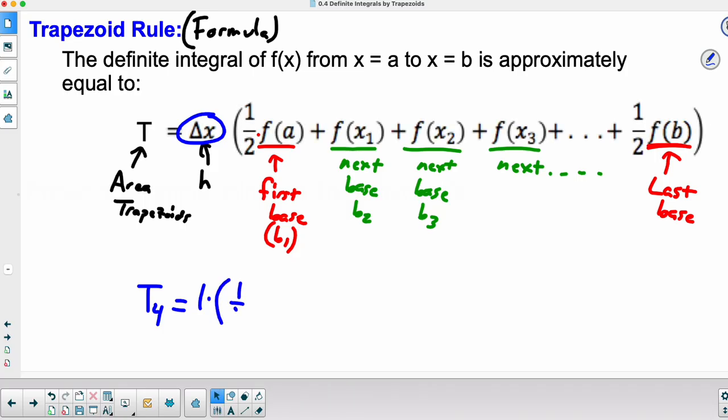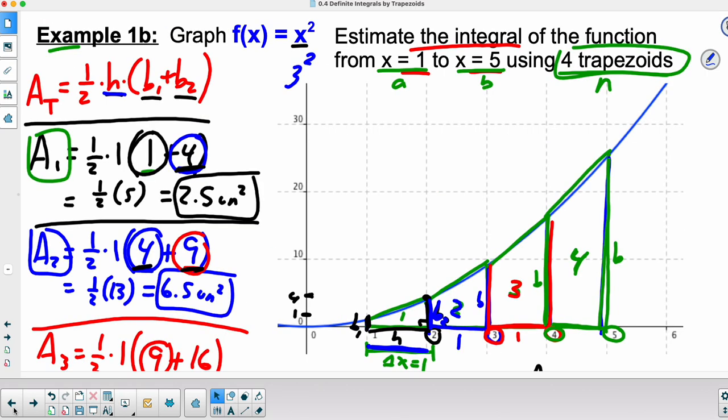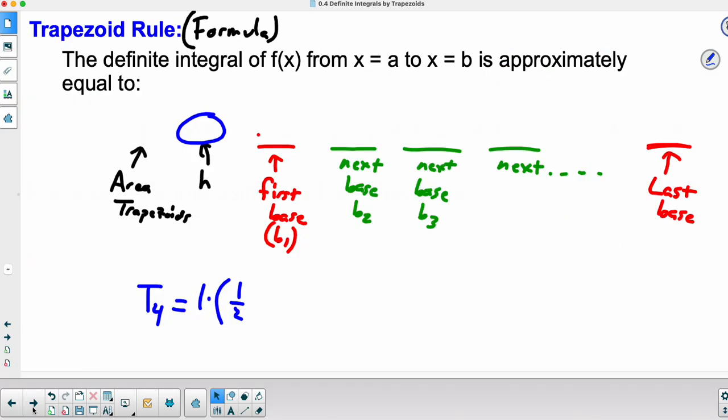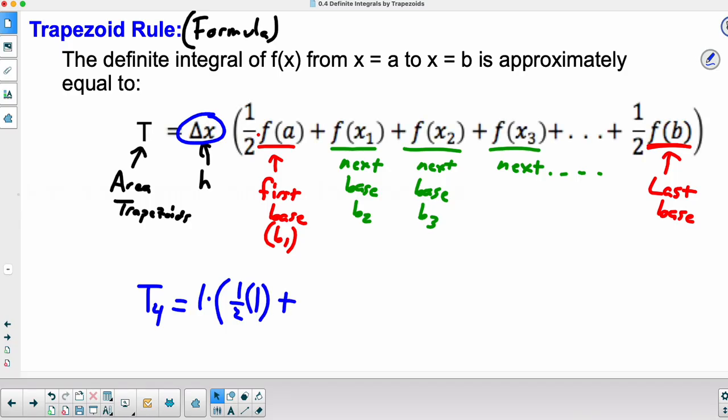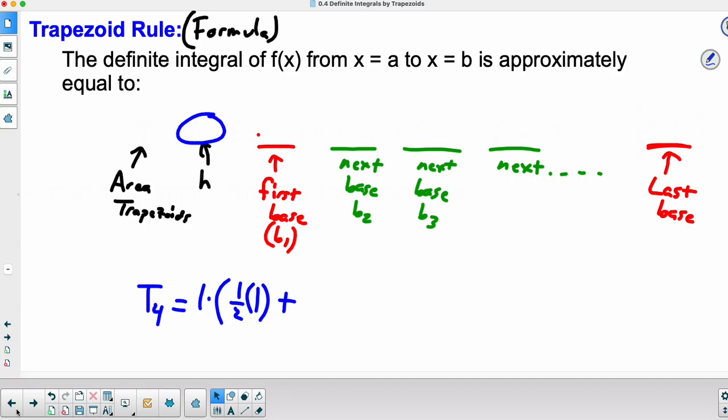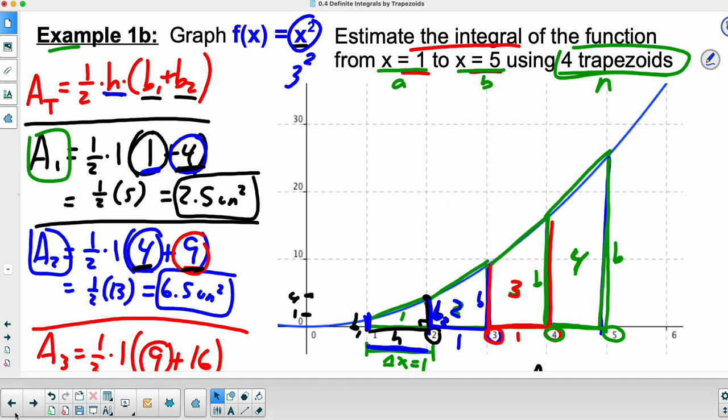I take half of the first base. Well, the first base is this guy right here. The first base right here is at 1. If I plug 1 in, 1 squared is 1. The first base is 1. That has a height of 1. And so my first one's going to look like this. I'm going to have half times 1 plus the next base. Well, my next base was at 2, which when I square that ended up being 4.